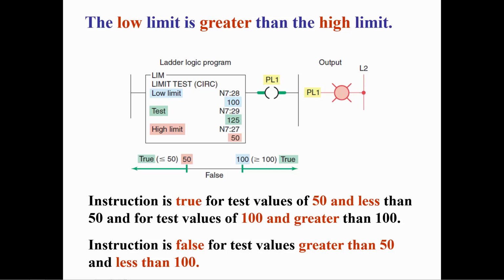If the value of the low limit is greater than the value of the high limit, the LIM instruction behaves opposite to the way it behaved when the value of the low limit was less than the value of the high limit. The instruction will be true if the value of test is less than or equal to the value of the low limit, or greater than or equal to the value of the high limit.